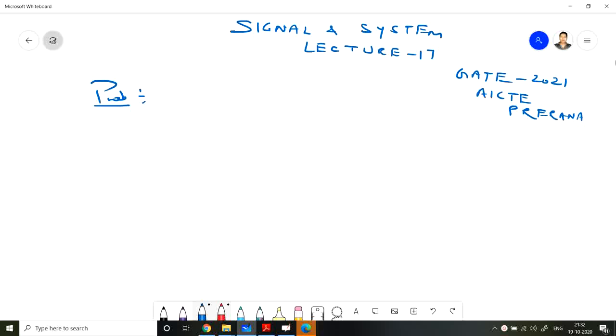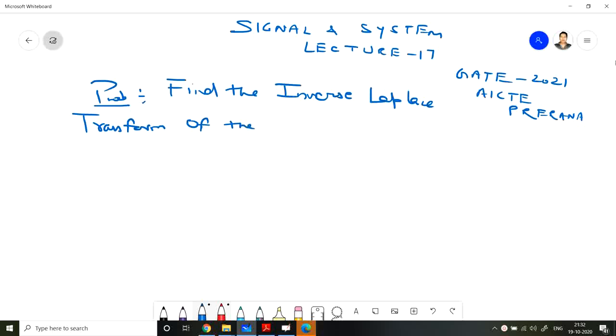So the problem is, find the inverse Laplace transform of the following X(s).